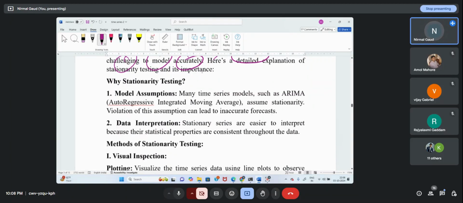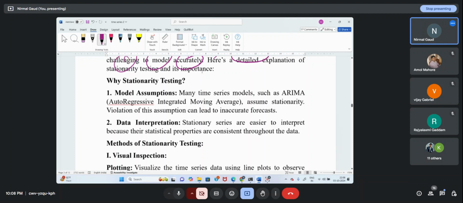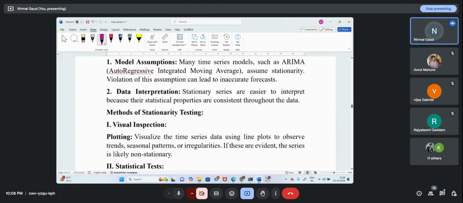So we can do a check, and for that we will be doing the ADF test, the Augmented Dickey-Fuller test, and its p-value should be less than 0.05. Then it is stationary, else it is not stationary. I hope you have applied it. So there are statistical tests.